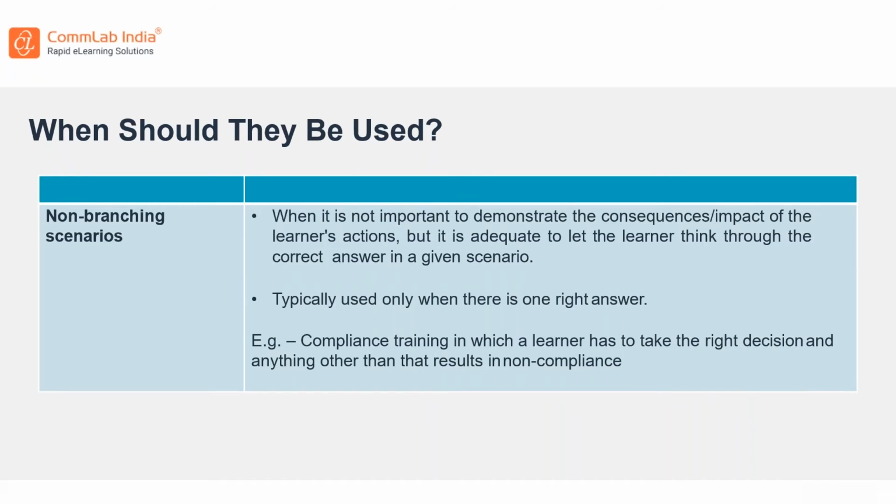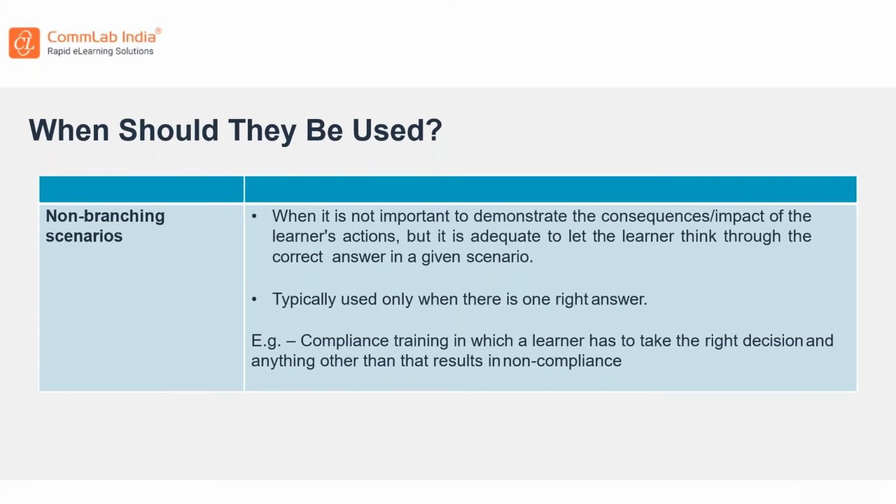So let's first look at the non branching scenarios. So when should we use them? When it is not really important to demonstrate the implications of each of the learner's possible actions, then we can use a simple non-branching scenario where we let the learner think through and select the correct answer. So typically we use these non-branching scenarios when there is only one right answer.